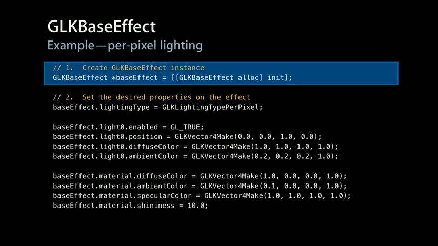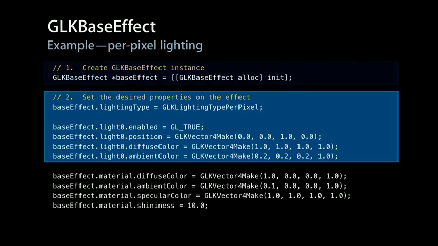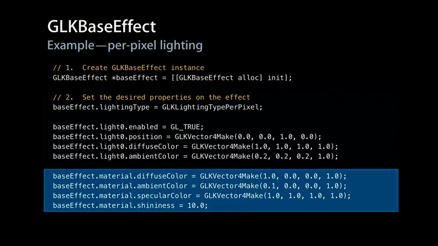So we create our base effect instance, and now we set all the properties we want. I'm specifying per pixel lighting with 1 light. I set its position, diffuse color, and ambient colors. And note, we're using the GLK Vector 4 routines to set these values. Now, since we have a light, we need to define a material. So I set the diffuse, ambient, and specular colors and the specular shininess.